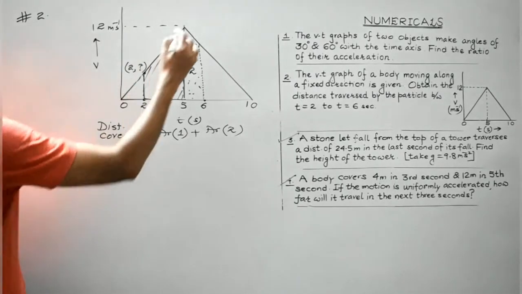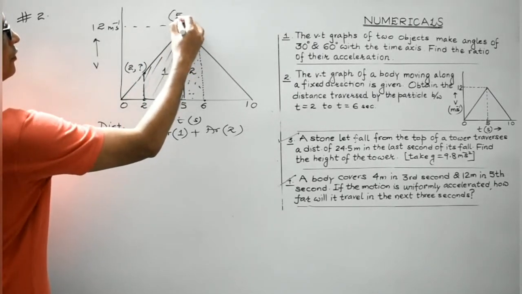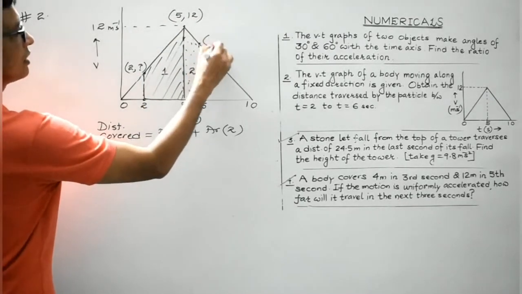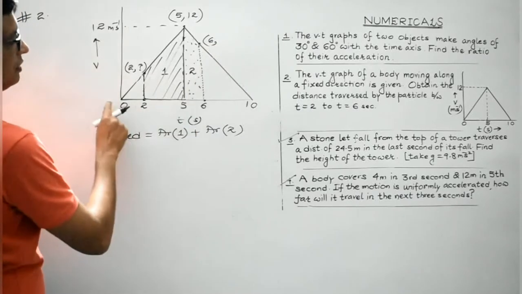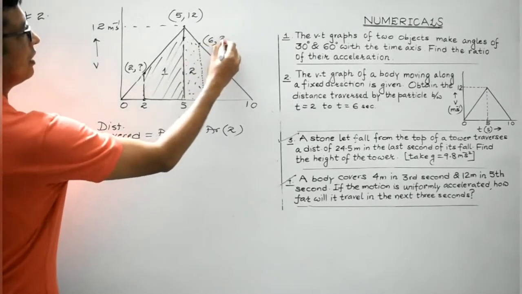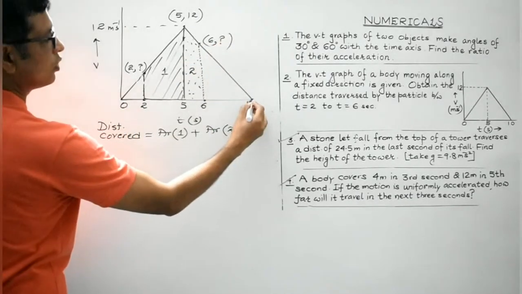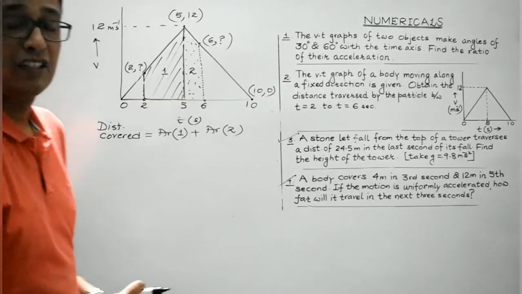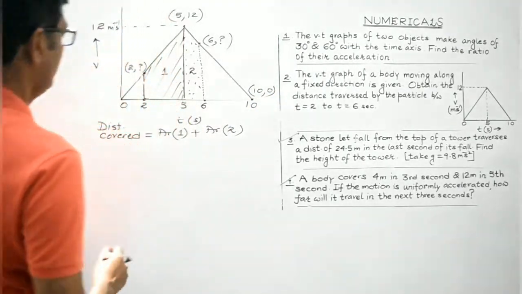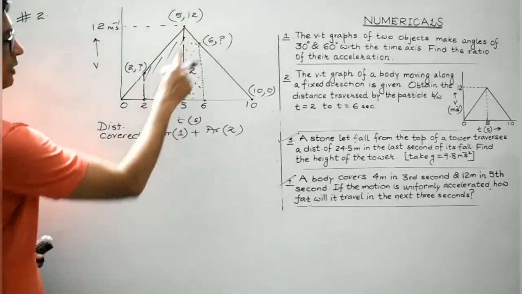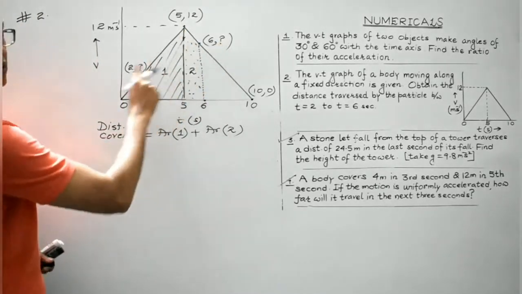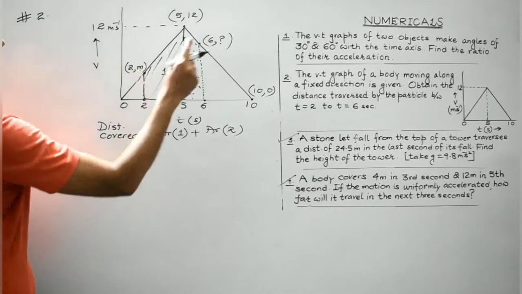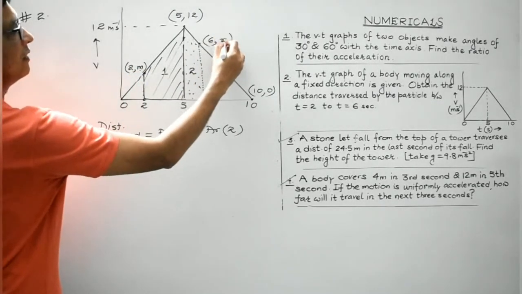So the coordinates, this is 2 and this is unknown. This we are not aware. Here the coordinates are 5 and 12. Here the coordinates are 6 and again unknown. And here the coordinates are 10 and 0. Am I clear, students? Okay. In order to find out the area of this trapezium, we need to find out this coordinates, right? Let us consider it to be m and let us consider it to be n.